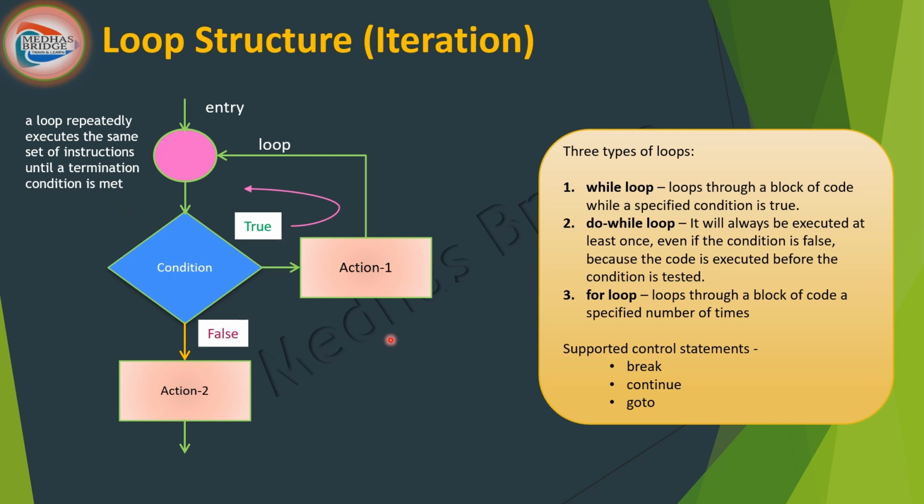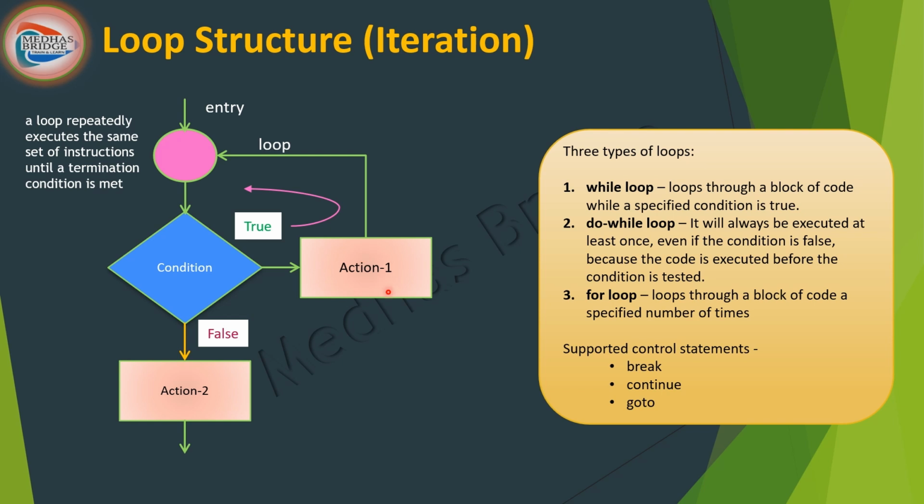So if you look at this flowchart, this is an entry point. It comes to the condition. You are checking the condition. A condition is nothing but a Boolean expression, right? A Boolean value. Based on the state of this condition, you can branch out the control to the true path or the false path. If the condition is true, certainly the control goes in this direction.